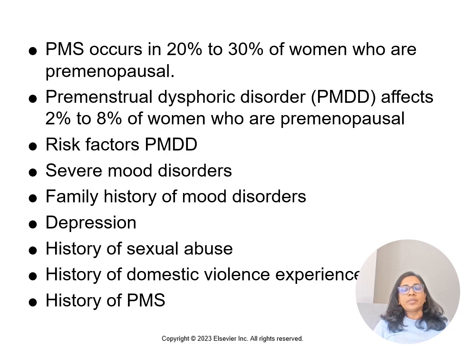So usually 20 to 30% of women during their menstrual years could have premenstrual symptoms. Also, in severe cases, they may develop premenstrual dysphoric disorder, which affects 2 to 8% of people, only a low percentage, but this happens. And usually they have a family history of mood disorders, depression, history of domestic violence, sexual abuse, all of these are related to that.